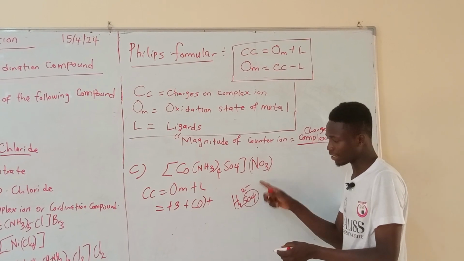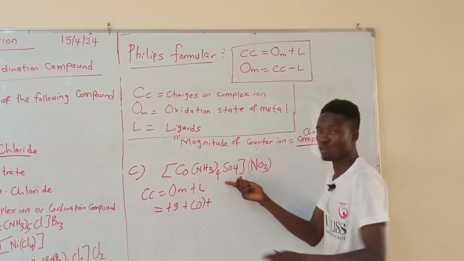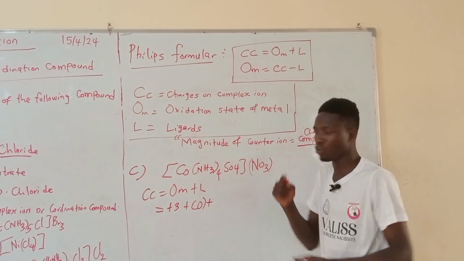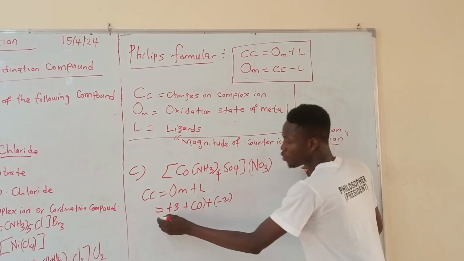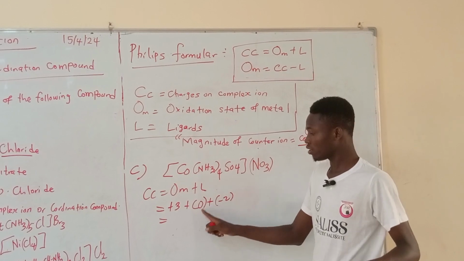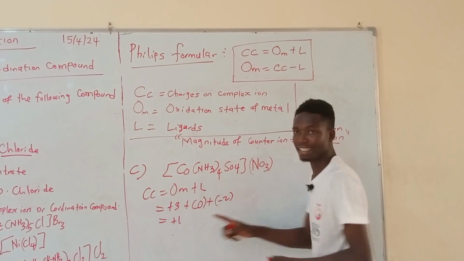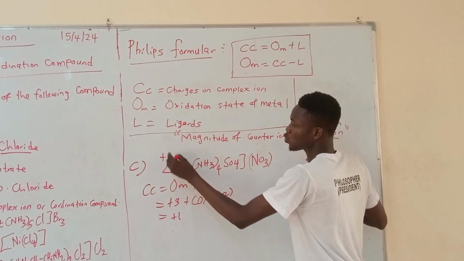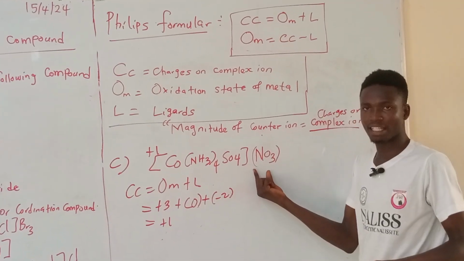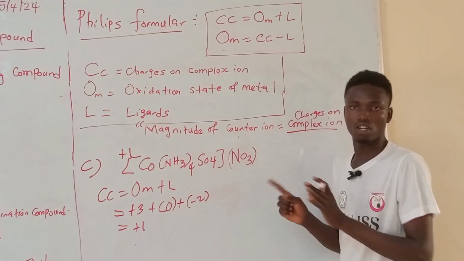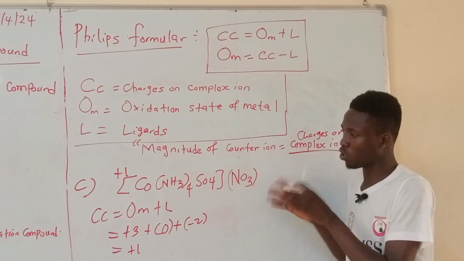So hydrogen is serving as a counter here. So that means anywhere you see SO4, you know that one SO4 stands for minus 2. By the time you do that, that will be 3 plus 0, that's 3. 3 minus 2 will now be what? 1. That means the charge on this complex ion is plus 1. That means you will be correct if you just leave this NO3 like that. So we only need one NO3 to counter this complex ion.